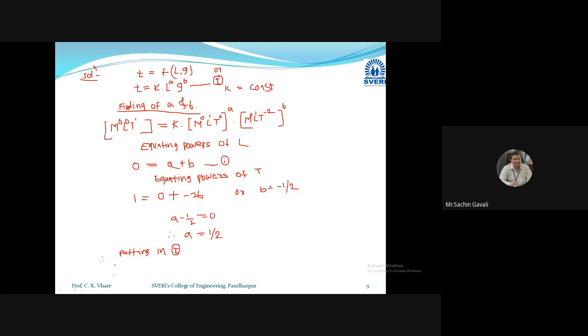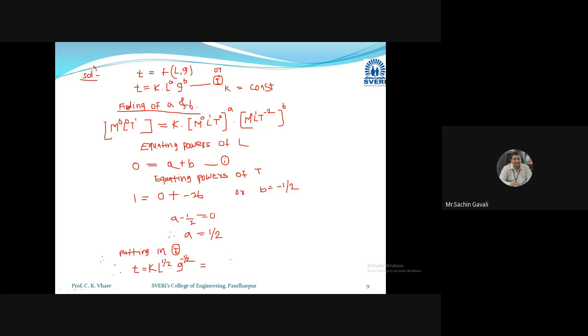Okay. Therefore, what we can write? Putting in 1, T is equal to what? Don't write the MLT form now. Our purpose was only to get the value of K, A and B. T is equal to what? K into L raised to, what is L raised to? 1 half, into, what is G raised to? Minus 1 half.